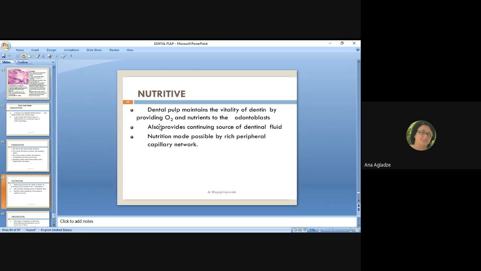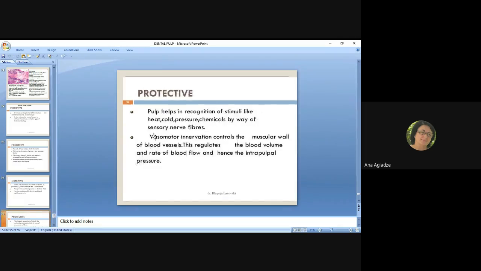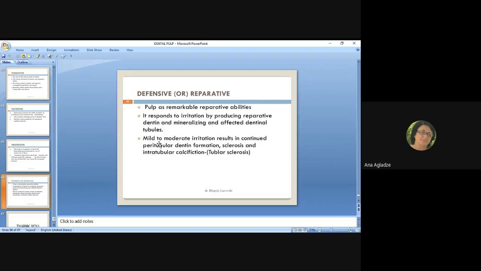And it has a nutritive function: dental pulp maintains vitality of dentin by providing oxygen and nutrients to odontoblasts, and also it has a protective function. We discussed it a lot, there are immune system defense cells, which are reparative cells, defense cells, which are immune cells, and they provide a defense mechanism for pulp.